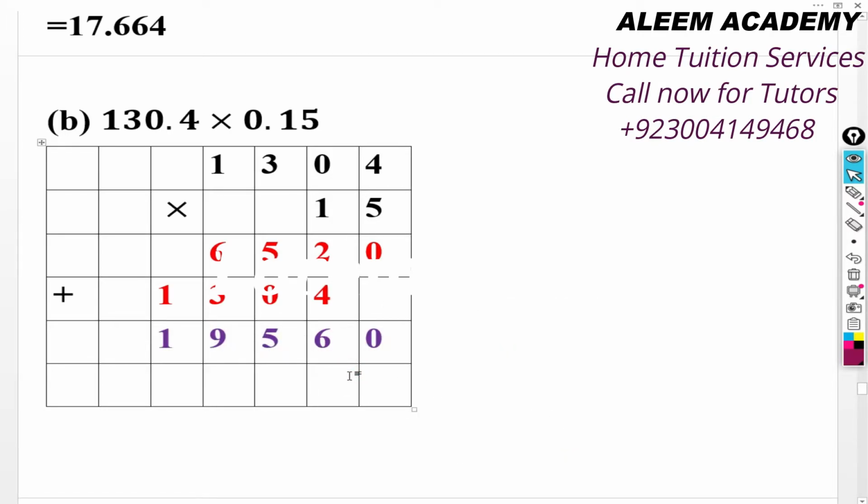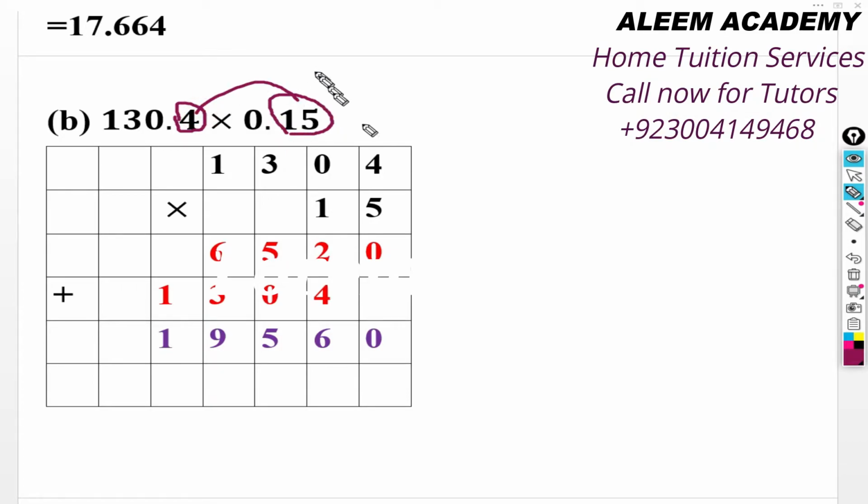Okay, now we have to insert the decimal. See, in the first number 130.4 there is one digit after the decimal, and in the second number there are 2 digits after the decimal. So this 1 digit and these 2 digits total become 3. So you have to leave 3 digits, and then write the decimal. Like one number is this, and 2 numbers are this.